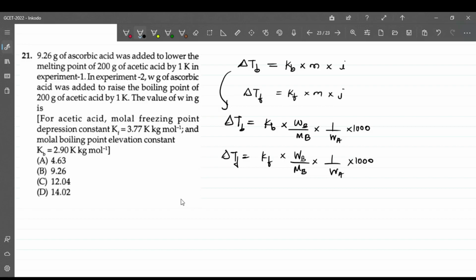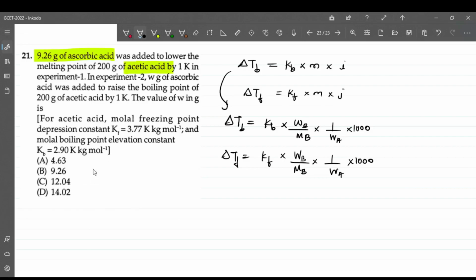Here two experiments are performed. It says that 9.26 gram of ascorbic acid was added to acetic acid. Understand, it is added to the acetic acid. So it lowers the melting point. If the melting point is getting lowered, then it is also lowering the freezing point. Means we can use this delta Tf formula for this.